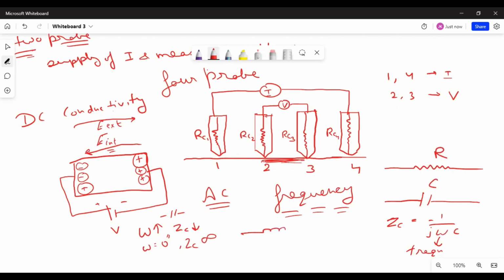Similarly, for the inductor, we have jωL. So it has a positive correlation with the frequency. The higher the frequency, the higher the impedance it will have. So this is the basic introduction. Now, in the next lecture, we will develop a model for the conductivity because of the electrons in the material.